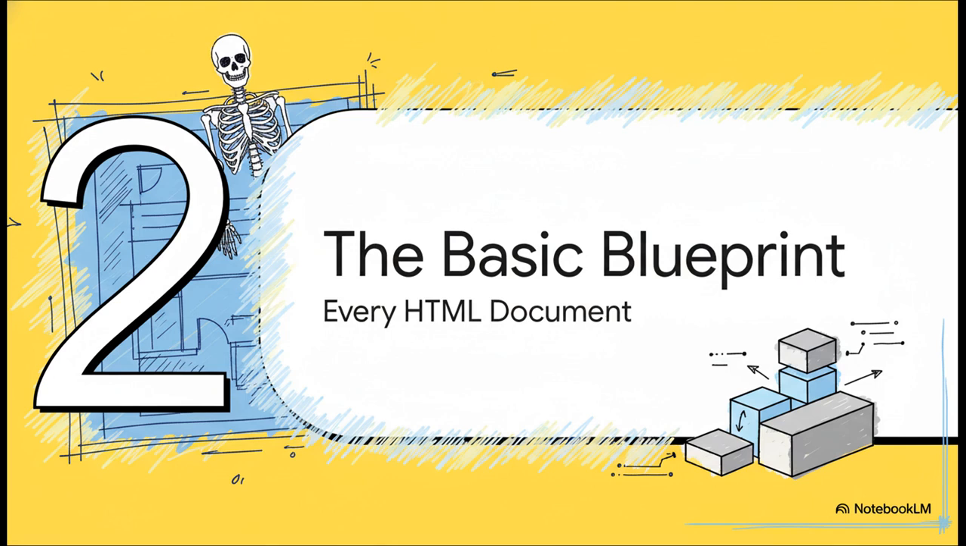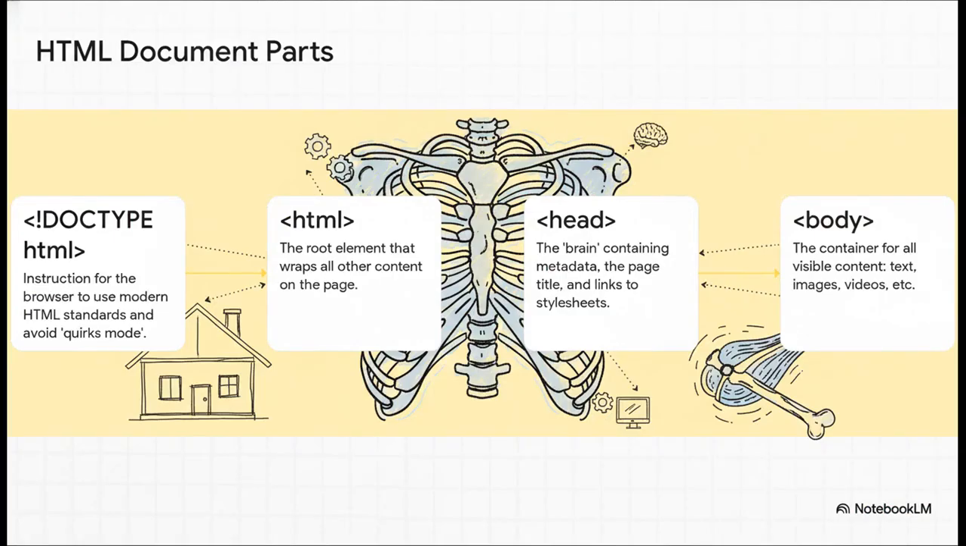Well, it turns out every single modern web page is built from just a few essential, totally non-negotiable pieces. Yep, pretty much every HTML document has this exact same structure. First up, you've got the doctype declaration. All this does is tell the browser, hey, use the modern rules, which keeps things from looking all weird and broken. Then, the HTML element wraps the entire page, and inside that, you have two key sections. The head, which is like the brain holding all the behind-the-scenes info, and then the body, which holds every single thing you actually see on the screen.